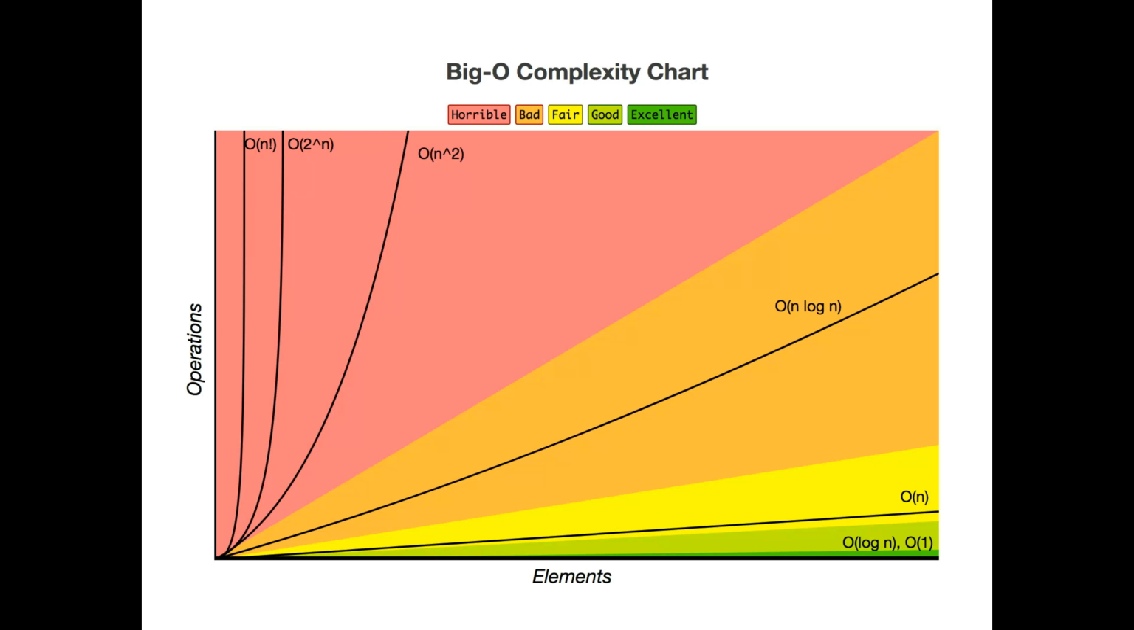O of n is linear time, that is retrieving stuff from a list, adding stuff to a linked list, or adding things like that. N log n is interesting because that's a combination of linear and logarithmic time.